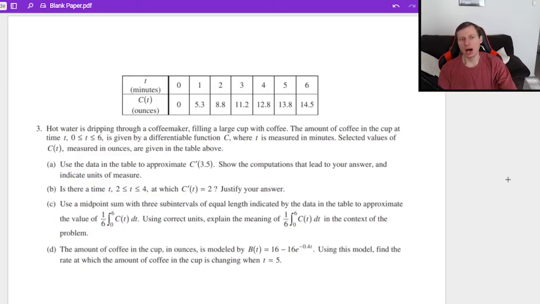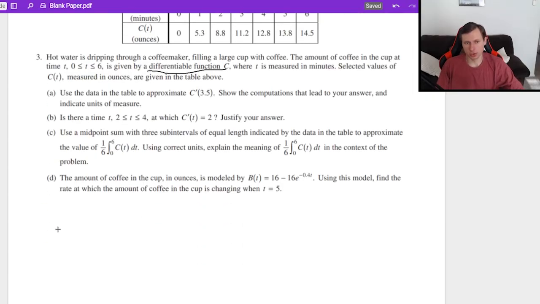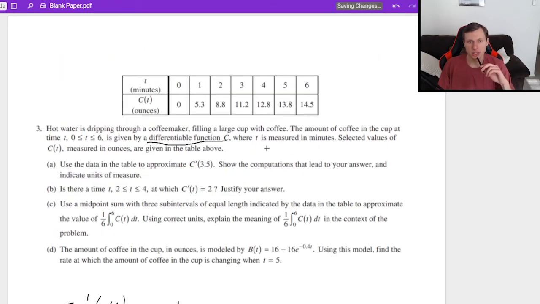Number 3, hot water is dripping through a coffee maker, filling a large cup with coffee. The amount of coffee in the cup at time t, for 0 ≤ t ≤ 6, is given by a differentiable function. Remember what differentiable means? It just means that the derivative exists. So in other words, c prime of t exists, where t is measured in minutes. Selected values of c of t, measured in ounces, are given in the table above.